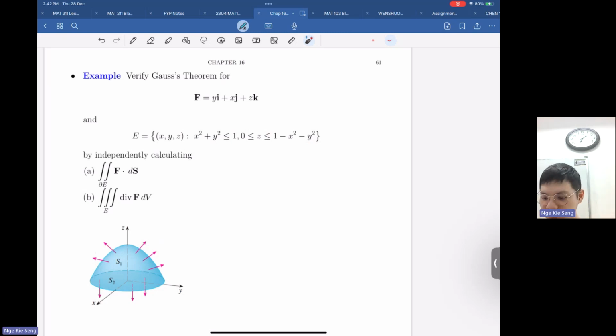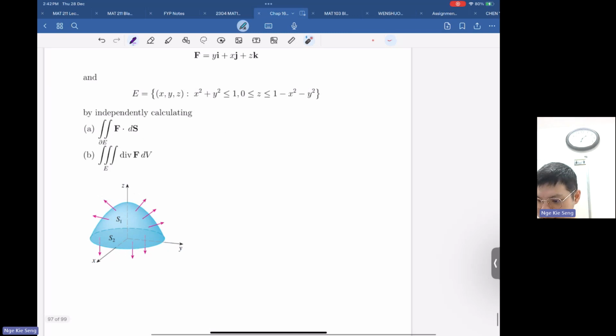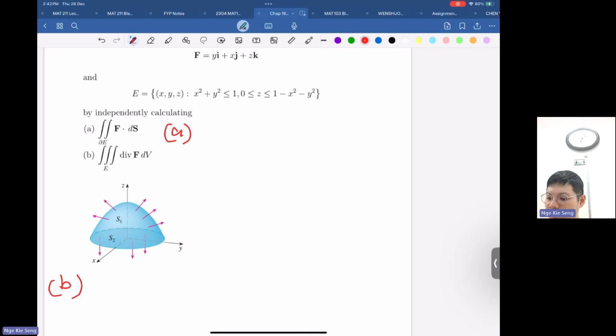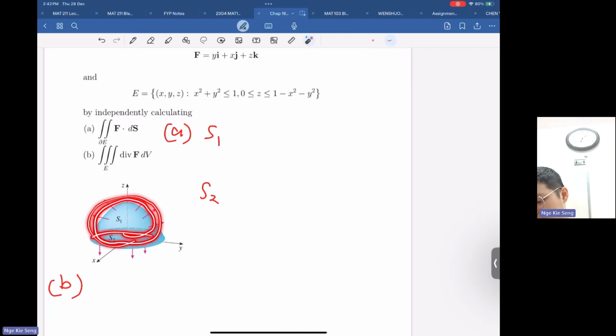All right. So let's compute these two quantities here. So what is A and B? So what is A? This is a flux over a surface. To do flux over a surface, we need to parameterize our surface. So how many surfaces do we have here actually? Two of them, S1 and S2. One is this curved surface on the top, the other one is the circle. So what is S1 here?